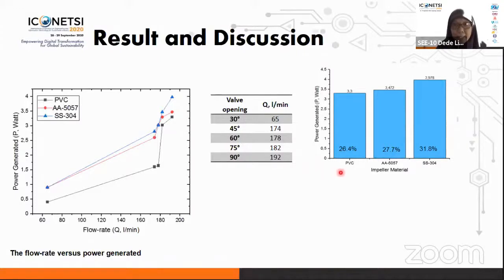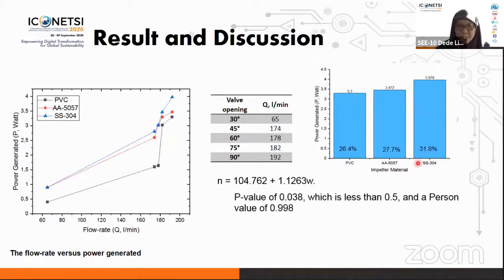Each blade runner has a different weight because it has a different density. This figure shows that the heavier the runner, the higher the power produced. The correlation of runner weight to rotational speed is statistically significant. It can be proved by a p-value of 0.038, which is less than 0.05, and Pearson value of 0.998.